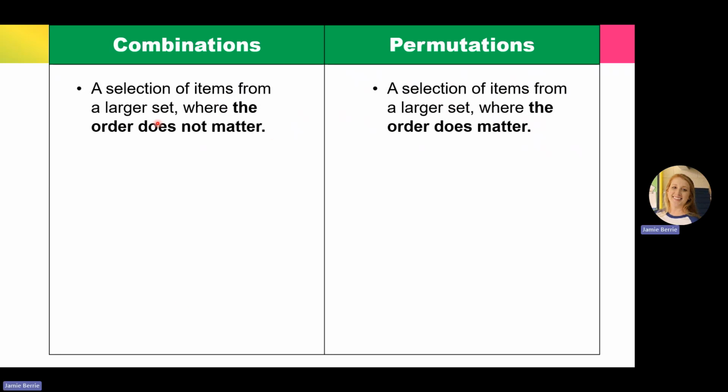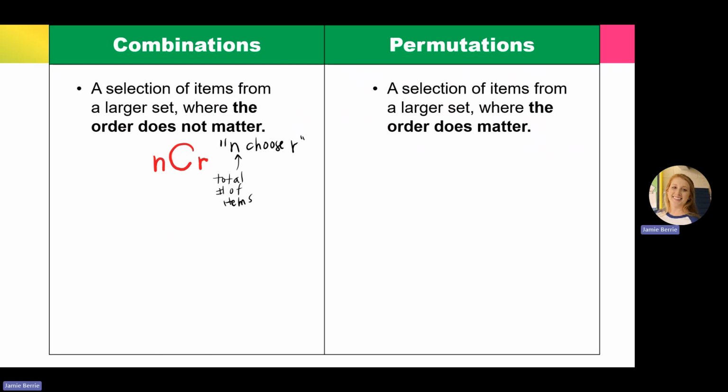All right, so for our symbols, for combinations, we have this symbol nCr. If we're reading this out loud, that means n choose r. All right, so let me write that down. If we're reading this out loud, we would say n choose r. So what does that mean? That means n is the total number of items.